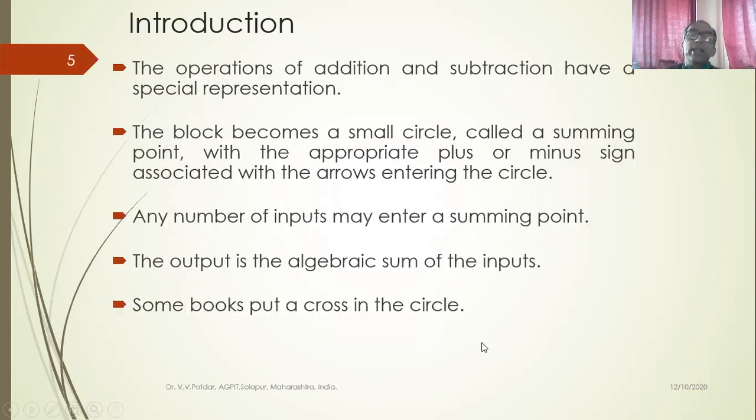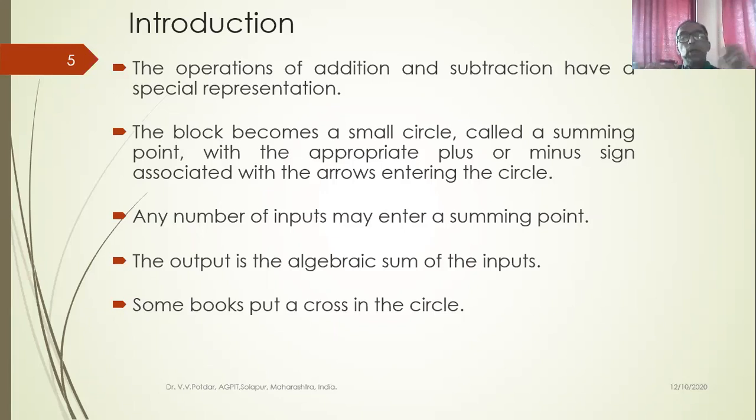The operations of addition and subtraction have a special representation. The block becomes a small circle. Please be very attentive. There can be questions based on that. The block becomes a simple small circle called a summing point. If I use a circle, hollow circle, or a circle having a cross, that is called a summing point with the appropriate plus or minus sign associated with the arrows entering the circle. Any number of inputs may enter a summing point. A summing point, a circle is there. I can have multiple inputs as well. The output is the algebraic sum of all the inputs.